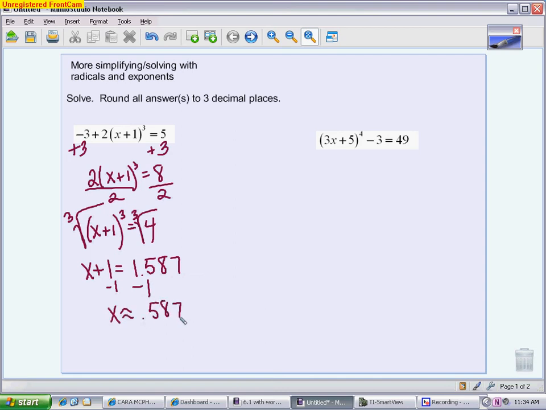Second one, we want to get the fourth power piece by itself, so we're going to add 3 to both sides. So we get 3x plus 5 to the fourth power equals 52. We need to get rid of the fourth power, so we're going to take each side to the fourth root, or the 1/4 power. So we have 3x plus 5, and now again I'm going to need my calculator.